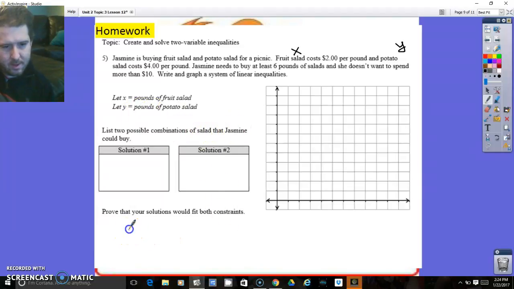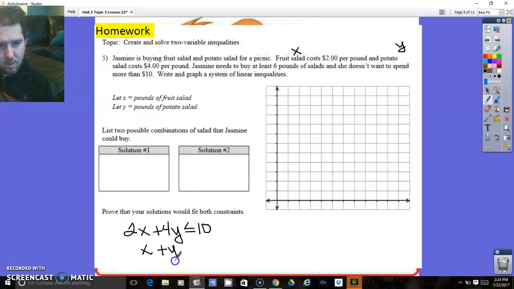Okay, so I'm going to do it down here. So 2X plus 4Y has to be, she doesn't want to spend more than $10, so it has to be less than or equal to $10. But then you also have to get at least 6 pounds of salad. So X plus Y has to be greater than or equal to 6 pounds of salad. All right, so there's our 2 inequalities, and we can graph those two.